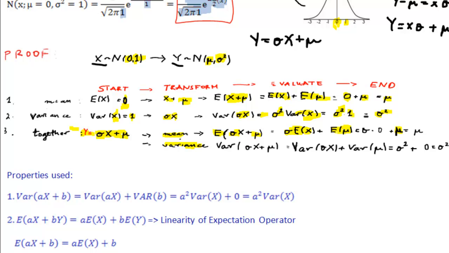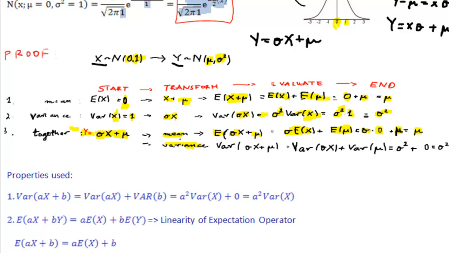Well, the variance stays, and the expectation of x, because x is standard normally distributed, has a mean of 0, therefore the whole thing simplifies to mu. Bingo, okay? So we have proved that indeed y has a mean of mu.